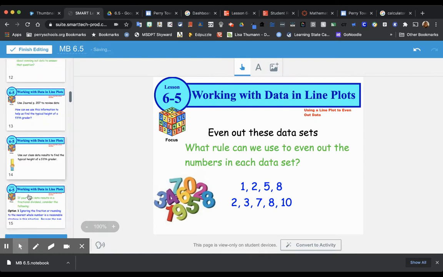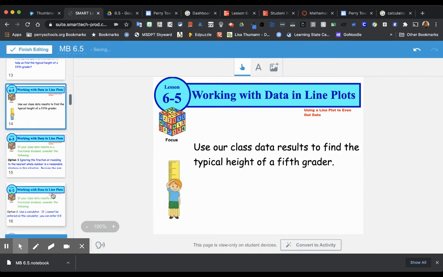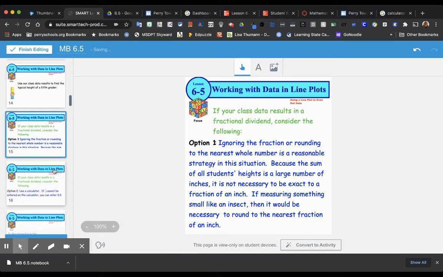So we would use that same information if we were collecting our height of a fifth grader. Ignoring the fraction or rounding to the nearest whole number is reasonable in this situation, because the sum of all the students' heights is a large number of inches. It's not necessary to be exact, because we're just trying to find an average. If measuring something small like an insect, then we might need to round to the nearest fraction or decimal.